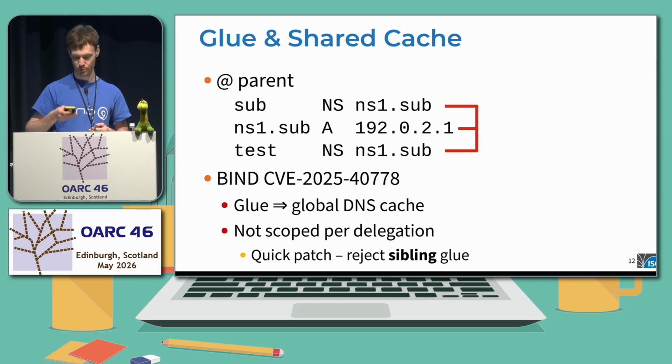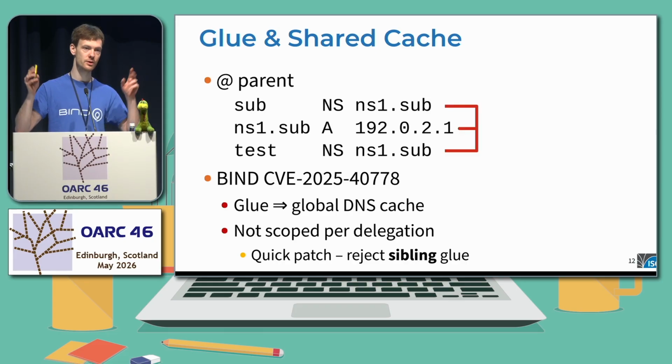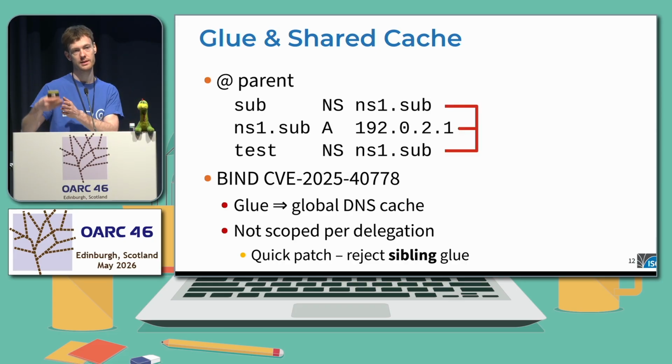And here on the example, can I point? No, I can't point. Never mind. Here on the example, we have two delegations. One is for sub, the second is for test, and they both have the same name server name. Obviously, it's within the same parent, so both delegations will be sent together with a glue. For the test delegation, that's called sibling glue because the glue is not within test, but like a sibling under the same parent. And that's the mechanism the researchers were able to misuse to mount cache poisoning in an innovative way.